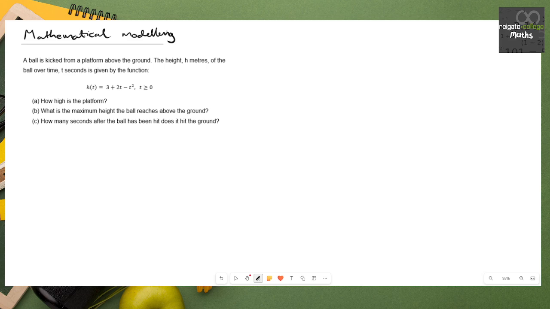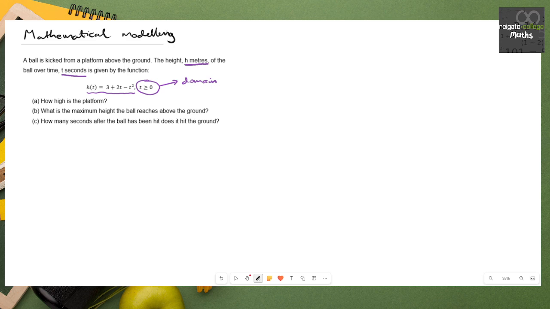So let's have a look at some quite important features that you might have to pay attention to. Okay, so we're told the height is h meters and we're told the time is t seconds, and then we're given this quadratic function. We're also given this. Now, from the previous video on functions, we called this the domain. So this is the set of values that we are going to be putting into this equation. And although it's not part of this particular example, you might have to explain it. So in this case, t is greater than or equal to 0.